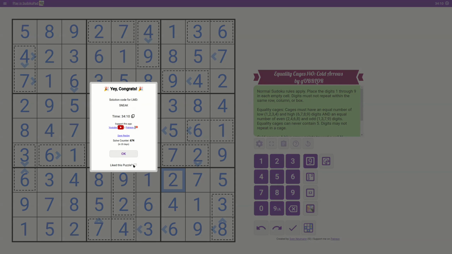Yay. It's really nice. I do like the equality cages. That's the second puzzle I do with that, on gUBBLOR's recommendation, by the way, which I really appreciate. But it is a nice constraint. I really enjoy it. I'm not sure if I've done those cold arrows before. They sounded familiar, but I don't know. My memory fails me.